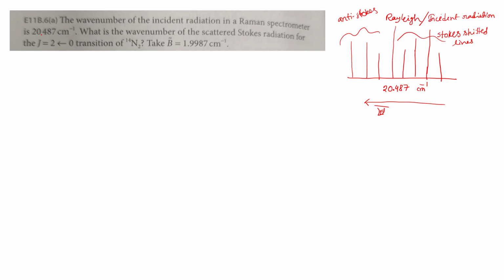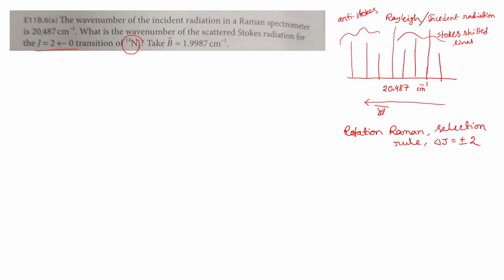Now the question says, and one more thing for rotational Raman, what was the selection rule for rotational Raman spectra? Delta J equals plus minus 2, right? So that's why we are dealing with the 0 to 2 transition. Don't think about 14N2. You can think about why they have chosen 14N2.